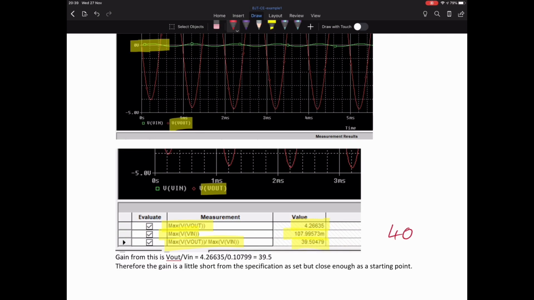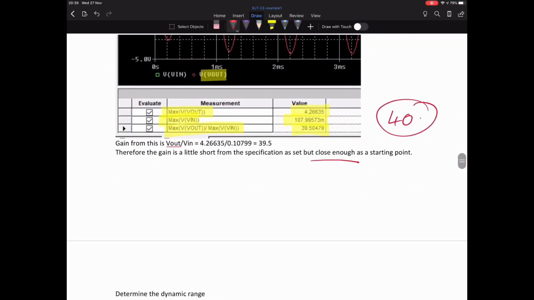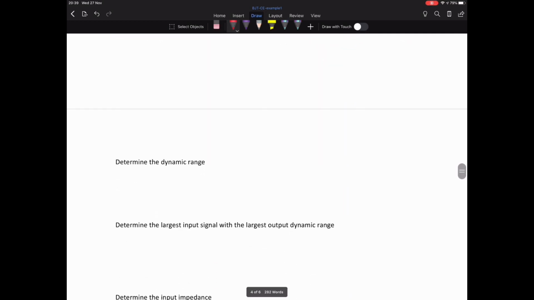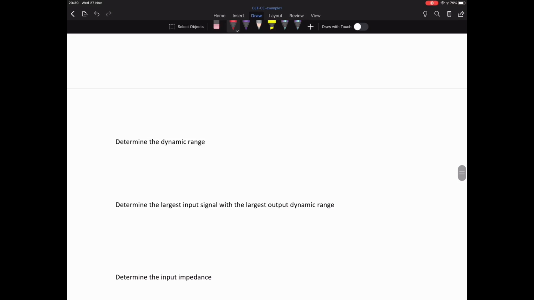I was supposed to have a gain of 50. So something's probably gone a little bit wrong in what I've done, or it's a starting point for my design. It doesn't really matter at the moment because we've gone through the right methodology. Probably because we were burning hot, we're close, but not close enough. Let's just explain dynamic range.